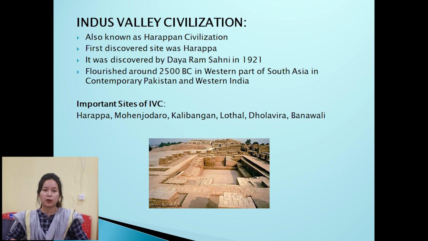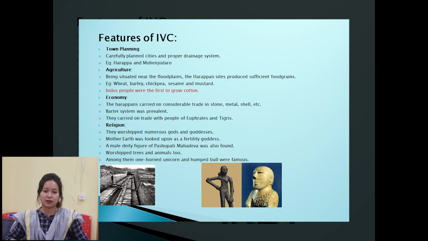Now let's talk about the features of the Indus Valley Civilization. The first and the most important feature of the Indus Valley Civilization was its town planning. The towns during the Indus Valley Civilization period were carefully planned, and the drainage system was one of the best of its features.